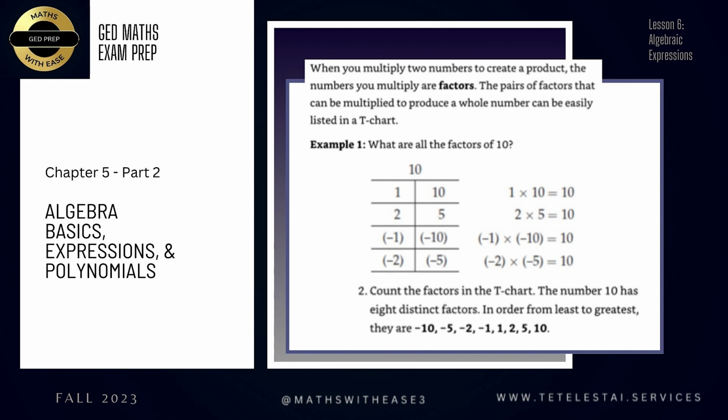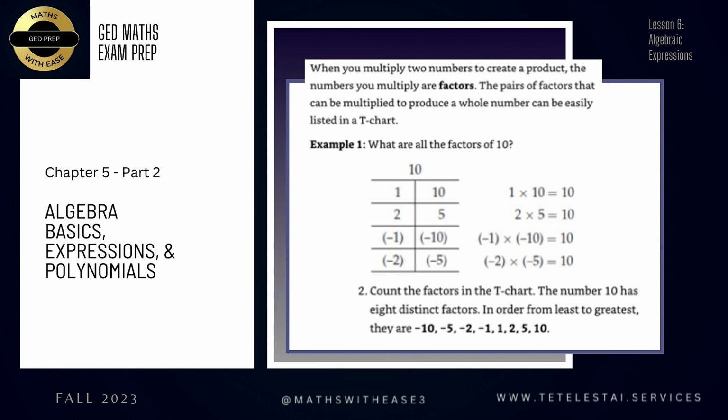1 goes into 10 exactly 10 times, right? Then you draw your line. What's the next factor? Well, 2 goes into 10 exactly 5 times. We can just simply add negative signs to our positive factor. -1 goes into 10, -10 times, right? Or 10 divided by -1 is -10. That's essentially what this means, right? Or -2 goes into 10 -5 times, or 10 divided by -2 is -5.